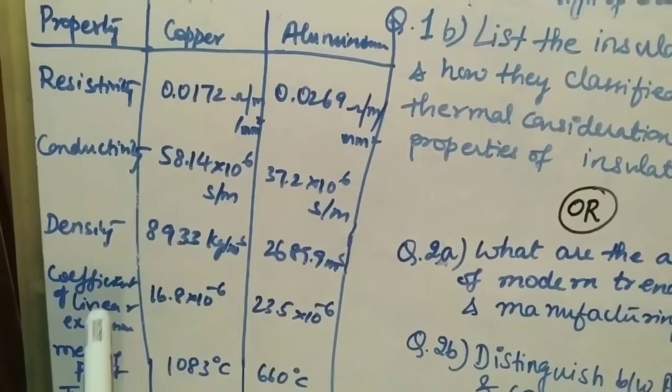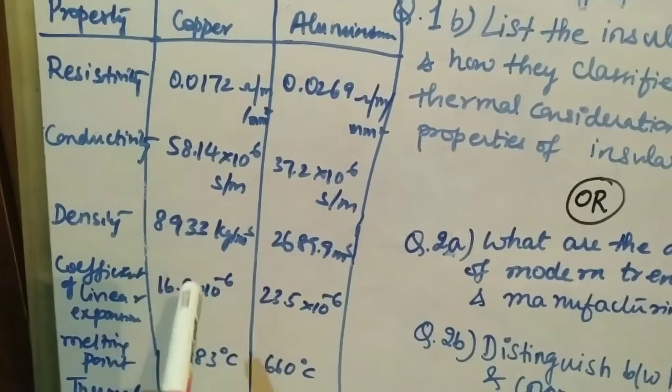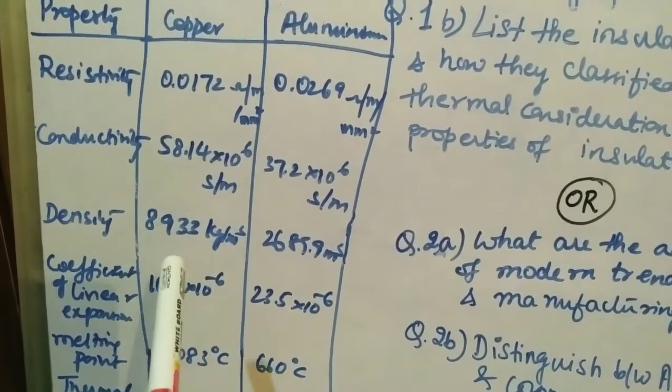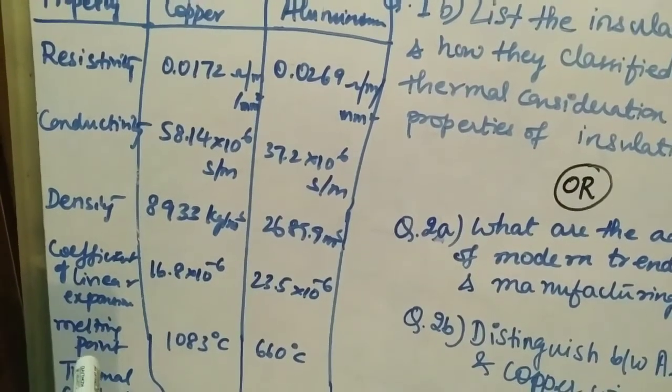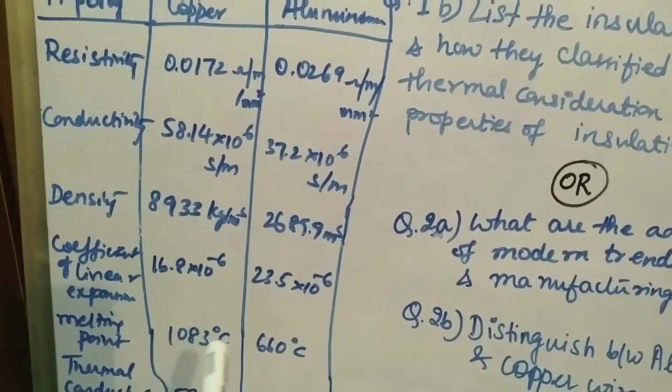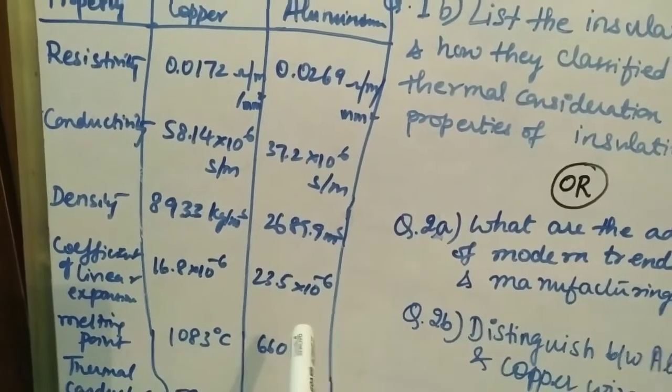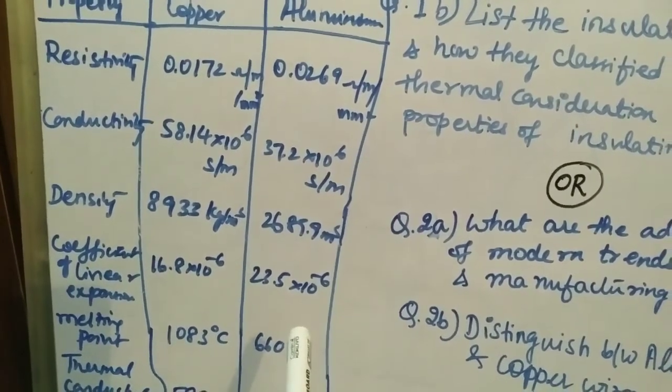Similarly, considering the density also, copper is the highest compared to aluminium, and the coefficient of linear expansion is around 16.8 into 10 power of minus 6, whereas in the case of aluminium it is 23.5 into 10 power of minus 6.